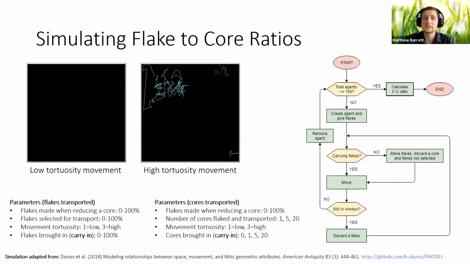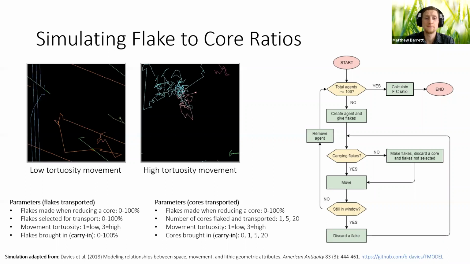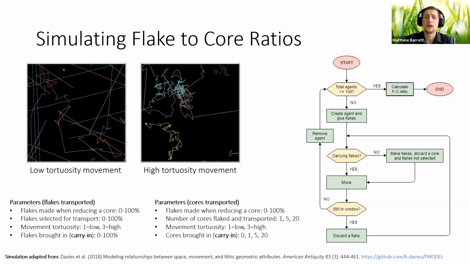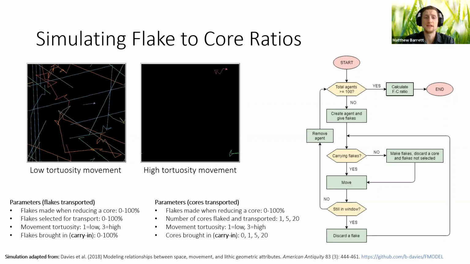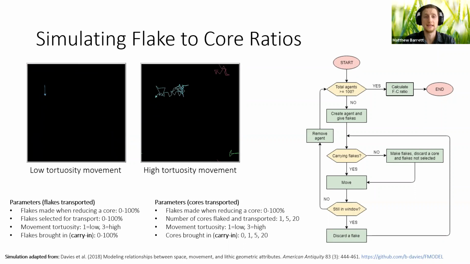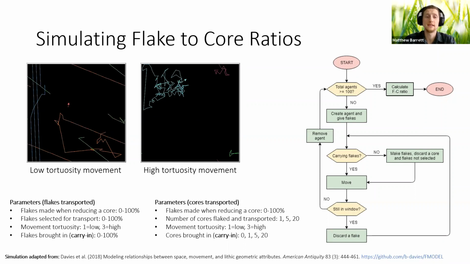Agent movement is expressed in varying degrees of tortuosity, from highly linear movements, such as on the left-hand side there, to highly tortuous moves, such as on the right-hand side. And this affects how long an agent spends in the window of observation, and thus how many artifacts are discarded and how much material might leave the area with the agent. Simulations end when 100 agents have passed through, and each combination of parameters is run 100 times. And at the end of each simulation, the flake to core ratio is recorded.